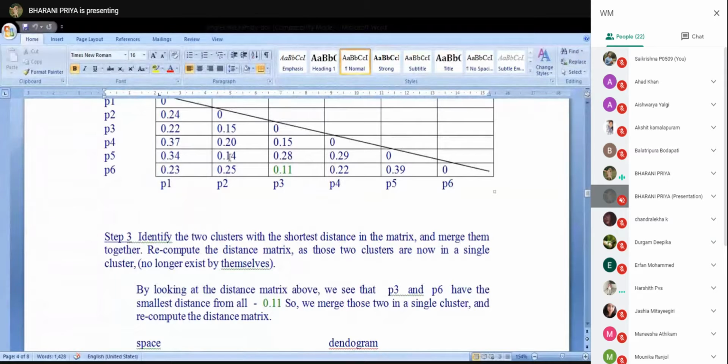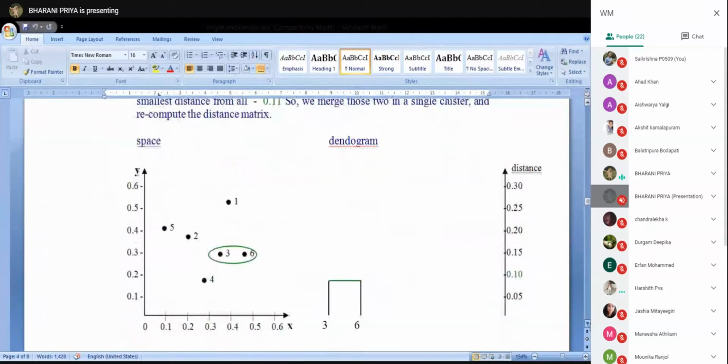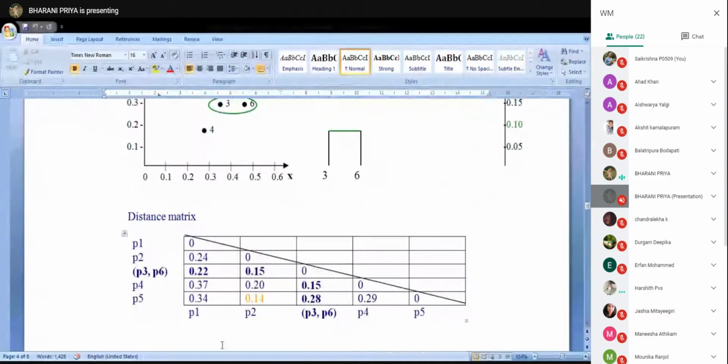Look at P5, what has to change? 0.34, 0.14 up to 0. Nothing has changed here. That same table is reproduced, but we have removed P6. That's all. Now from this, 0.14 is the minimum.